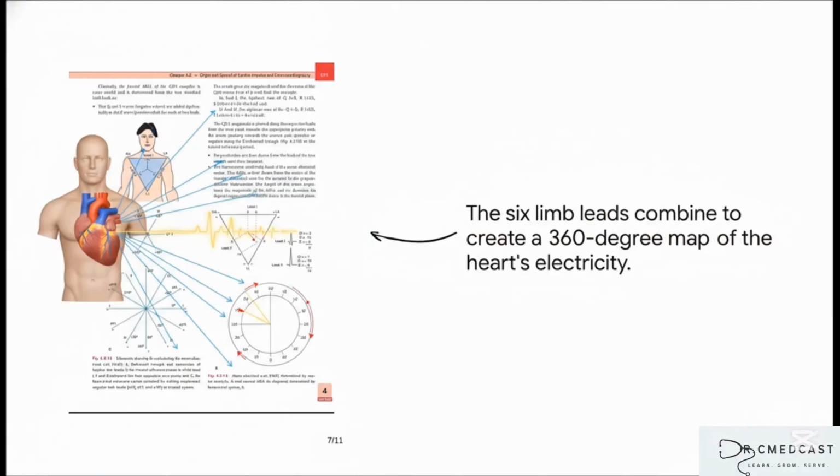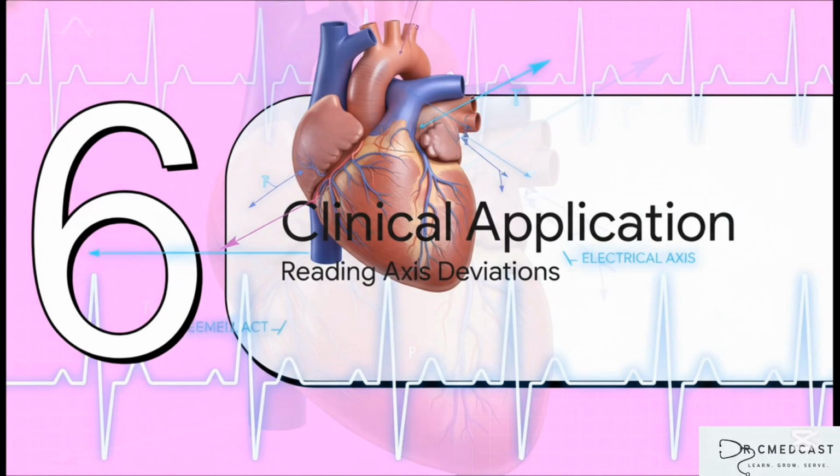So, you might be wondering, how do we actually figure this out? Well, this is where those 6 limb leads come back into play. We combine their viewpoints to create this 360-degree map of the heart's frontal plane. It's a system known as the hexaaxial reference system. And by looking very closely at the QRS complex from each of these angles, we can pinpoint the mean electrical axis with incredible precision.